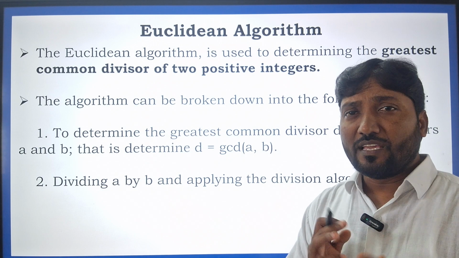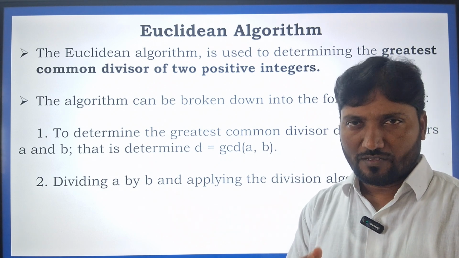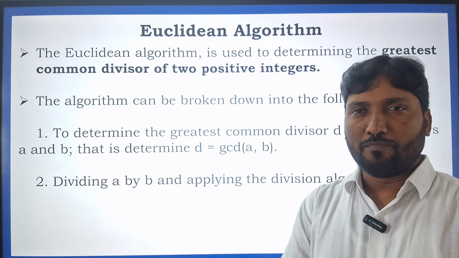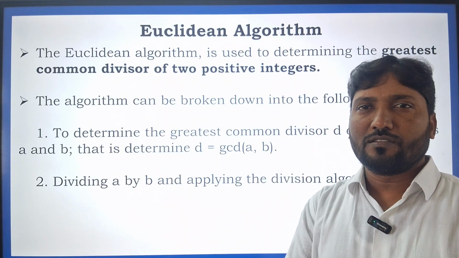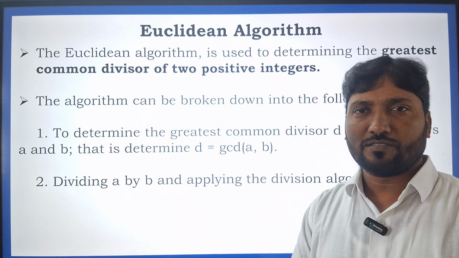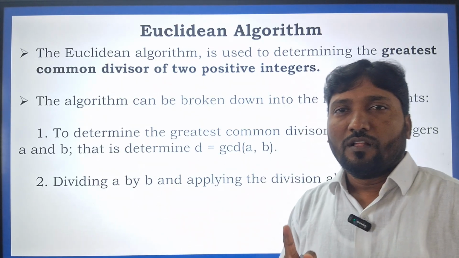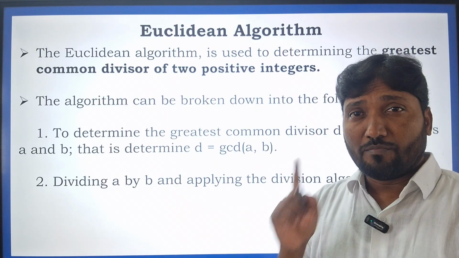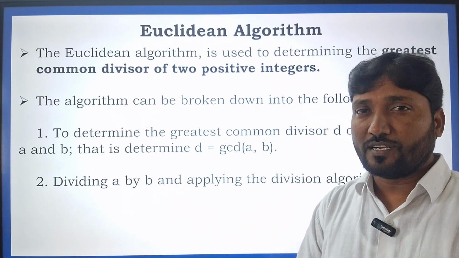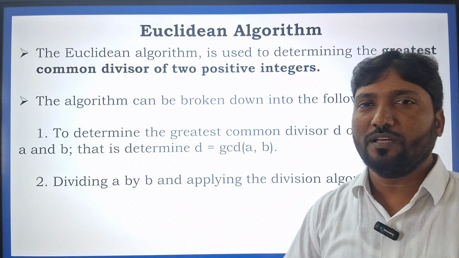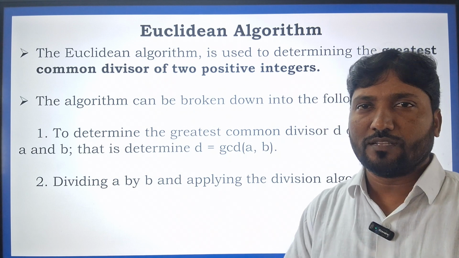Suppose a is not greater than b, then what do we have to do? A simple solution is to swap the numbers. In place of a, we take the b value, and in place of b, we take the lesser value. So remember only one rule: a is greater than b, then only we apply this algorithm. If a is not greater than b, then we swap the numbers. In place of a, we take b, and in place of b, we take a.